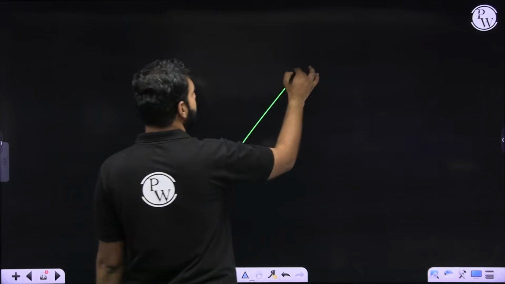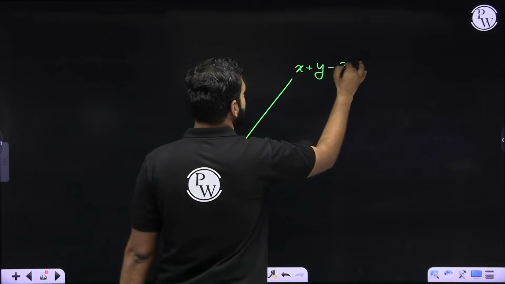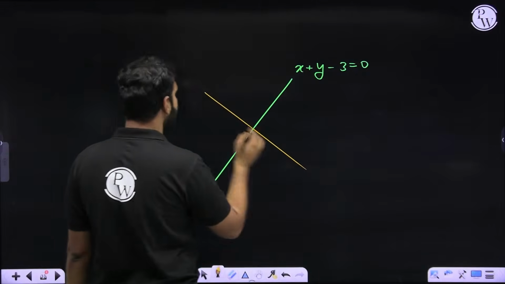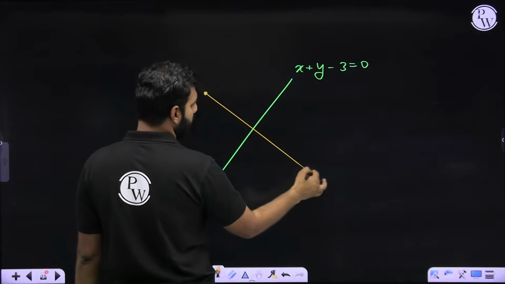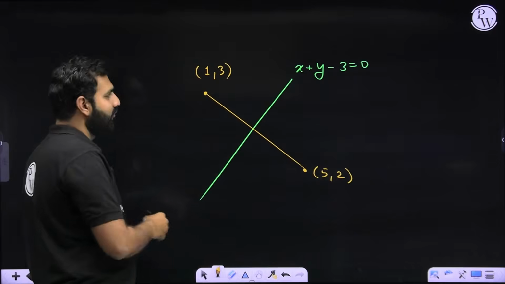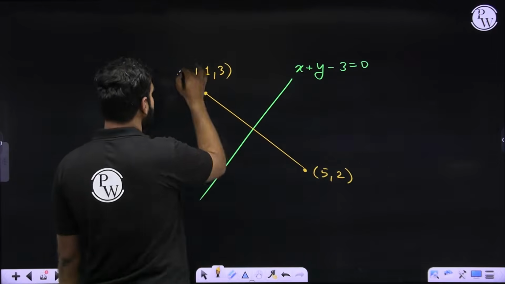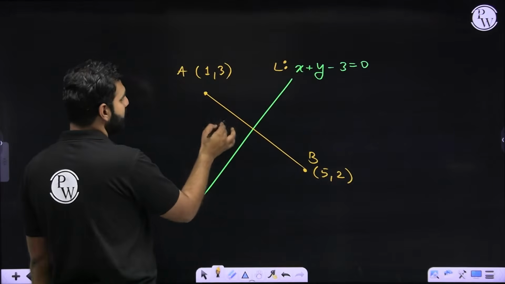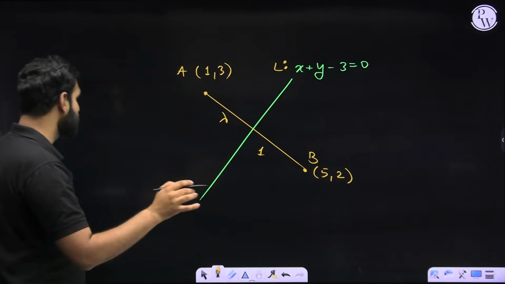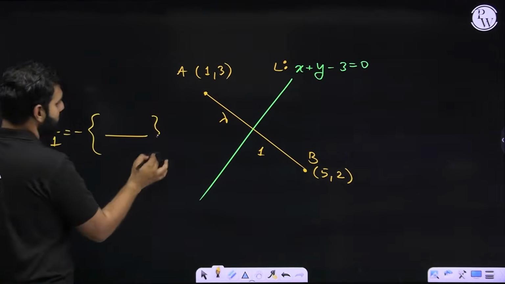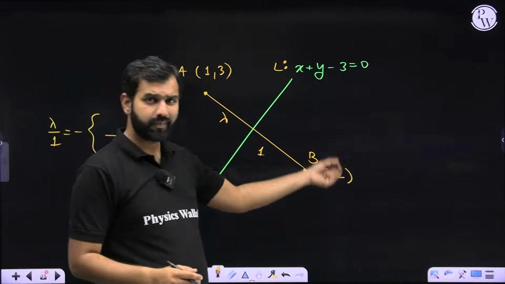Please understand that let's say there is a straight line. This straight line is, let's say, x plus y minus 3 is equal to 0. And there are 2 points. Now, those 2 points can be anywhere. Let's say one of the points is (5, 2) and the other point is, let's say, (1, 3). Now, I wish to find out in what ratio this line is dividing this segment. So, let's say that ratio is lambda is to 1. The short trick says that this lambda is to 1 is going to be nothing but the negative of the ratio of powers of these points with respect to this line.